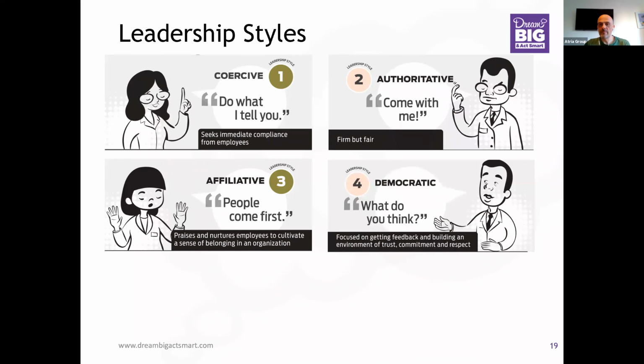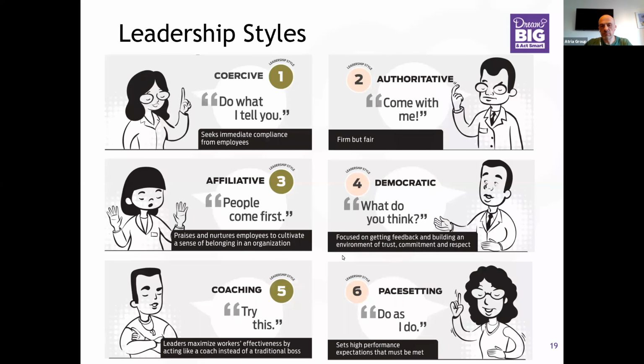Next one, democratic. Where we would like to invite people to share their opinions, and based on these opinions, decide in what direction we should go. So we would like to build the environment of trust, of commitment, of good communication, of respect, where we would like to develop a certain type of culture that on the long run actually creates effects for us and for the organization.